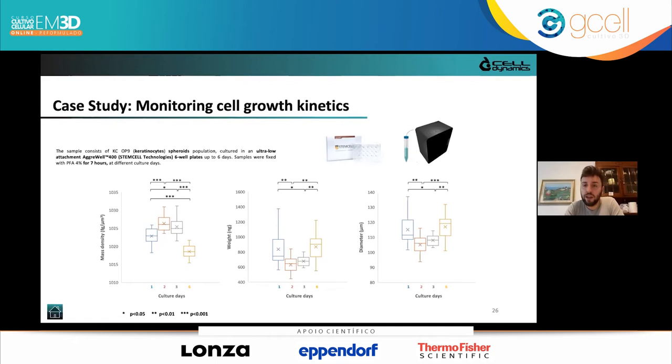What is really interesting is the trend in the mass density, because it seems that the mass density increases at the beginning, probably because cells are forming a compact spheroid, and after that mass density starts to decrease. And I'm very curious to hear your thoughts and impressions, because talking with our partners and researchers, it seems that this decrease in mass density as time goes by can be associated with the release of soluble factors or proteins of the extracellular matrix that can distance a little bit the cells composing the spheroid. So it can be an effect of the release of the soluble factors.